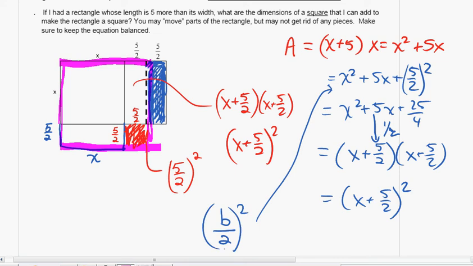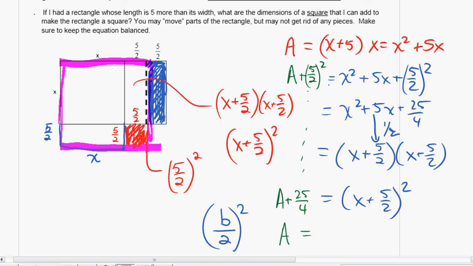Now I said make sure we keep the equation balanced. I didn't do that, so let me do that here. So here I had area, and since I added 5 halves squared to one side, I need to add it to both sides. And so that carries down, and I have a plus 25 fourths here, but I want to get area alone. So the area is actually x plus 5 halves squared minus 25 fourths.